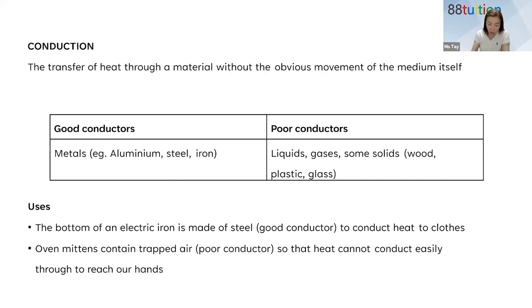So you need to know good conductors. They are the metals, for example. Poor conductors are liquids, gases, and some solids. What is conduction used for? Example, ironing clothes. The bottom of the electric iron is made of steel. Why is that so? Because it's a good conductor. It can help to conduct heat to the clothes that you're ironing.